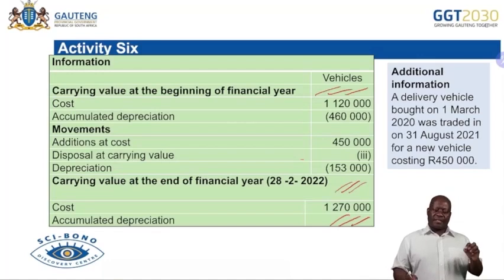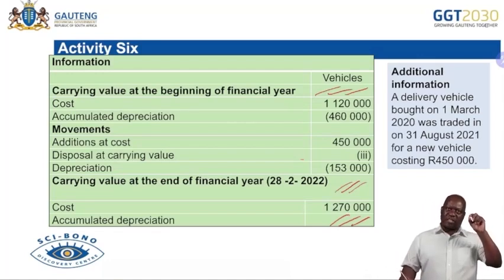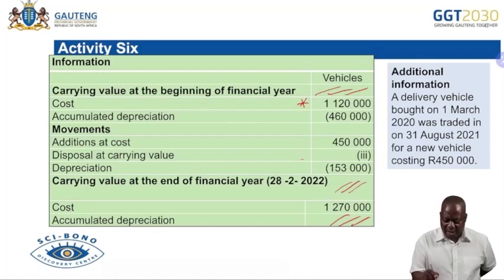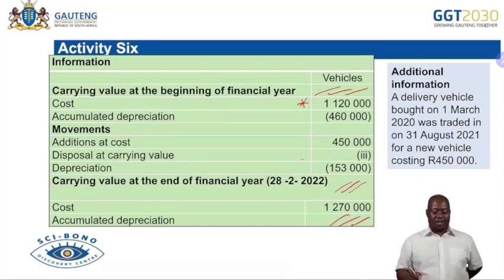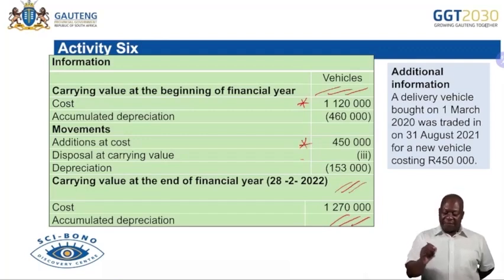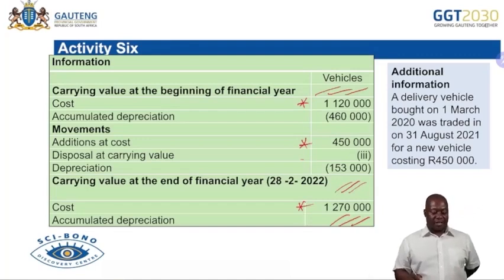So we need to establish facts about the asset that is being disposed first. Right. So if you check according to what we have, the opening balance for our assets is 1,120,000. And on that we are adding 450. And then after that, the balance at the end is going to be 1,270,000.